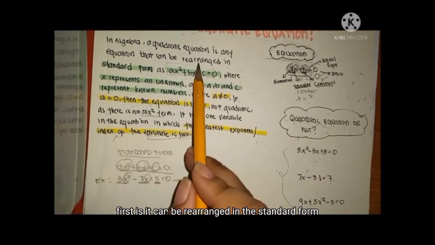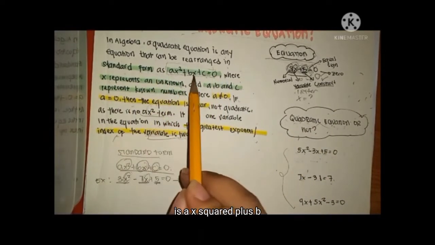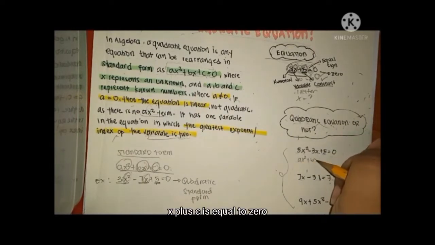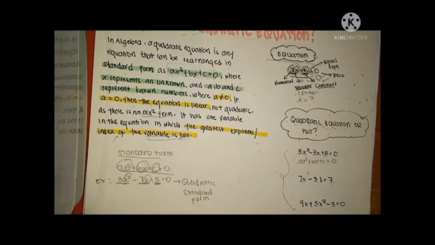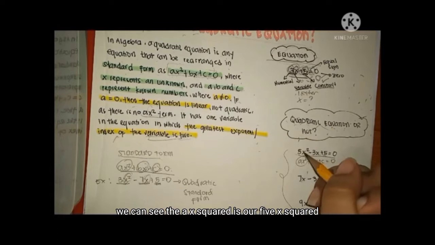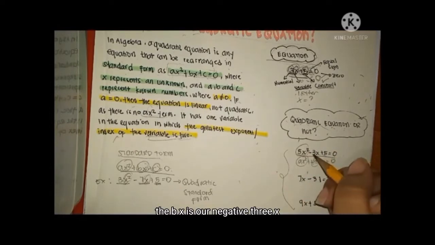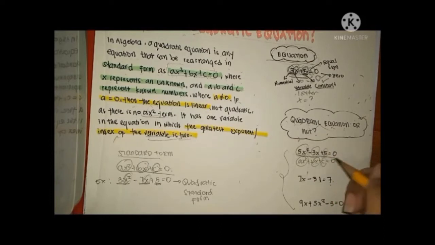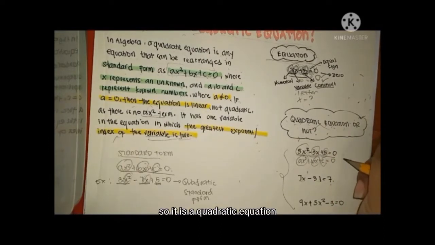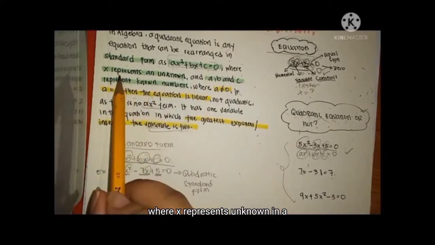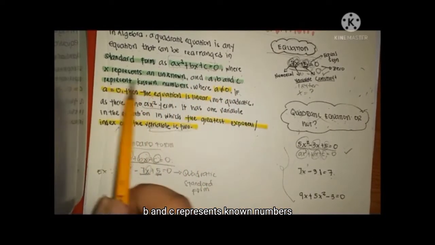So remember the definition of quadratic equation. First, it can be rearranged in a standard form as ax squared plus bx plus c is equal to 0. We can see that the equation here is already in the standard form. We can see the ax squared is our 5x squared, the bx is our negative 3x, the c is the constant, the 5. So it is a quadratic equation. It is already in the standard form, where x represents an unknown and a, b, and c represent known numbers.